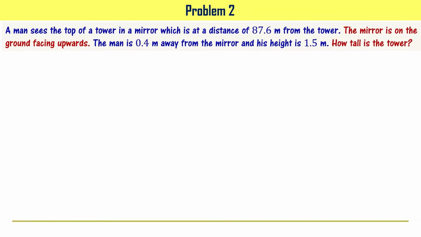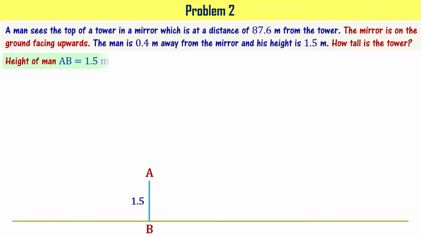A man sees the top of the tower in a mirror which is at a distance of 87.6 meters from the tower. The mirror is on the ground facing upwards. The man is 0.4 meters away from the mirror and his height is 1.5 meters. How tall is the tower is the question.